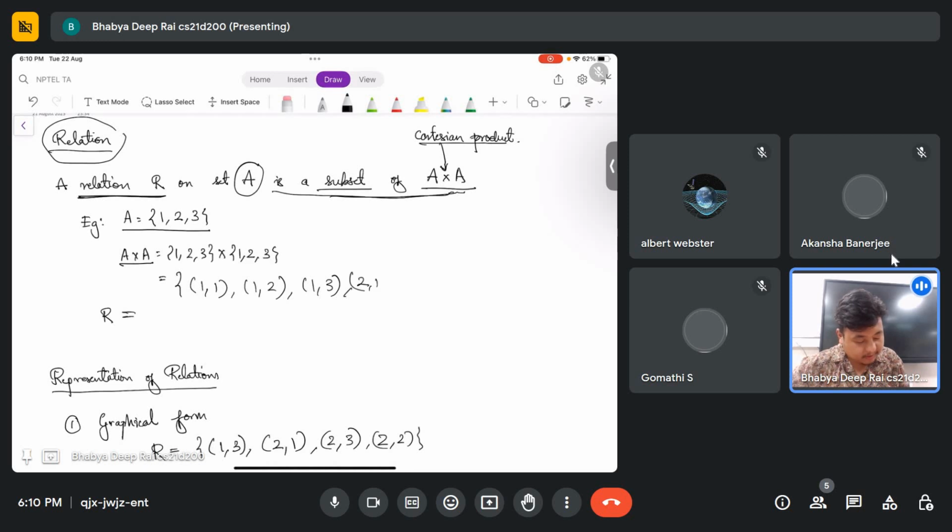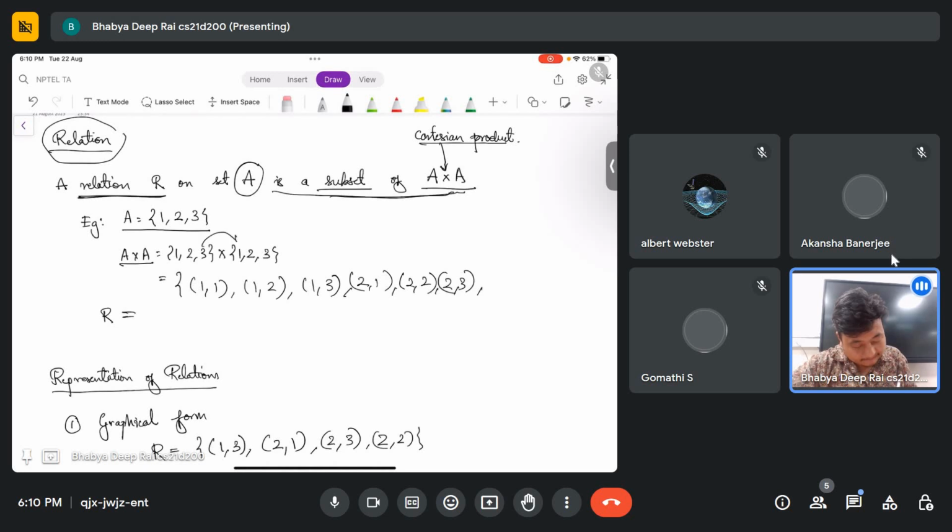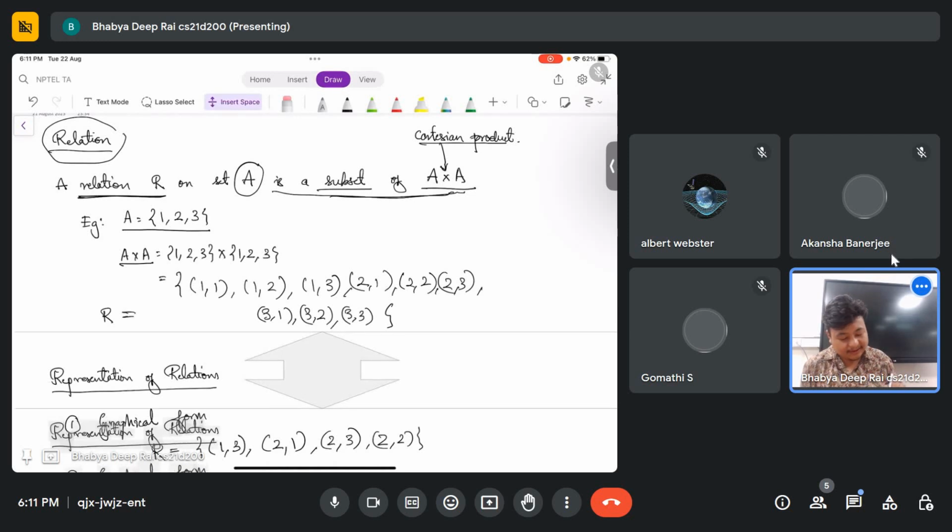Then do the same: 2 comma 1, 2 comma 2, 2 comma 3. There are a total of 9 coordinates. And 3 comma 1, 3 comma 2, 3 comma 3. So this is what is called the cross product, or the Cartesian product, A cross A.